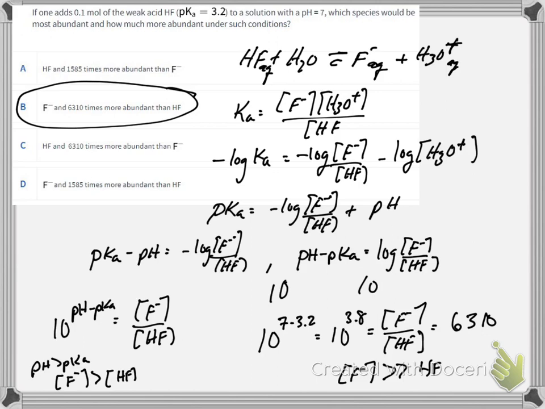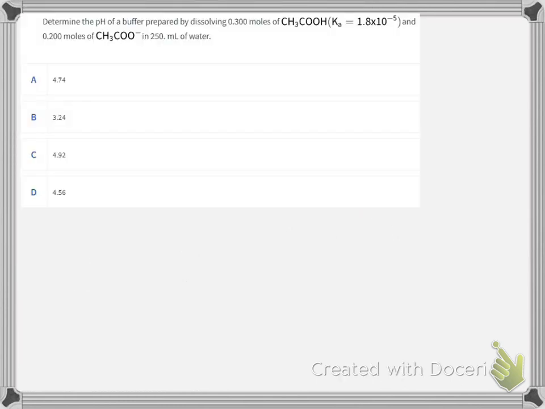So remember, try to be flexible here. If you're given pH and pKa, you're going to want to use this version of the problem. If you're given the ratio and pKa, then you would use this one to find pH. Like this problem. Okay, so here we're given different amounts.